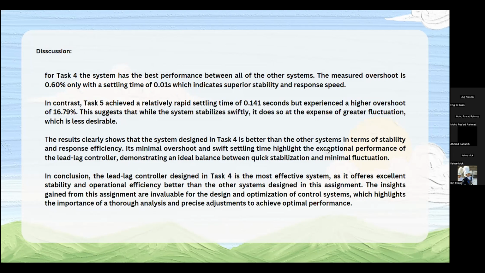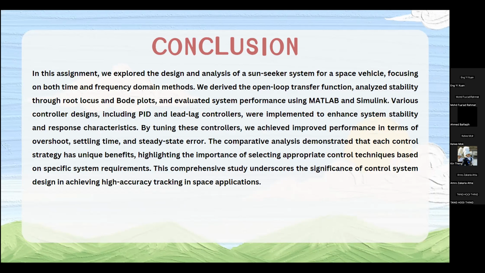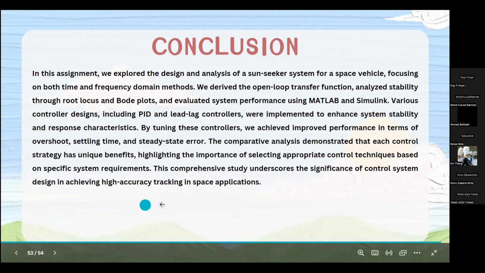Next, I will leave the part for the conclusion. So in this assignment, we design and analyze the Sunseeker system by using our knowledge in control system design and also using software such as MATLAB and Simulink. We first did a mathematical model of the system, and then we analyzed the system in both time domain and frequency domain. Then the designing part began, where we designed a PID controller to improve the performance of the system. We also tuned the PID controller to get an even better result.